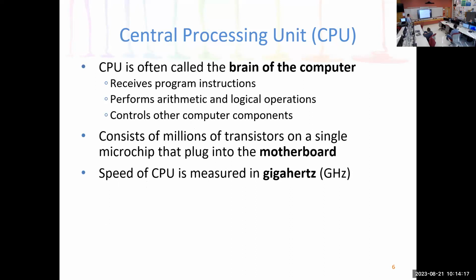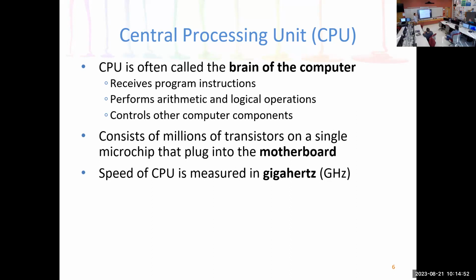The central processing unit is called the brain of the computer. It receives the program instructions, does the calculations, logic operations, and arithmetic operations, and also controls the other computer components. It consists of millions of transistors on a single microchip that plugs into the motherboard. The speed of the CPU is measured in gigahertz. You often hear that it is 3 gigahertz or 3.5 gigahertz and so on.